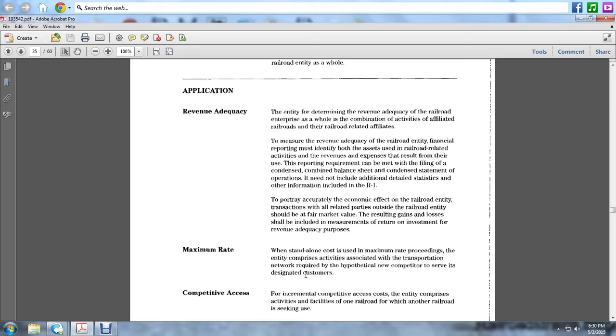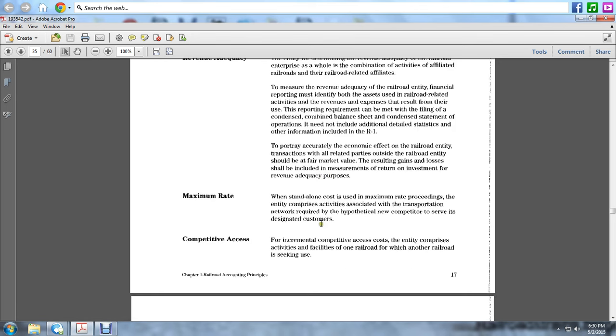To portray the accurate economic effect of the railroad entity, transactions with related parties outside the railroad entity should be at fair market value. The resulting gains and losses should be included with the measurement of the return on the investment for revenue adequacy purposes. The maximum rate.